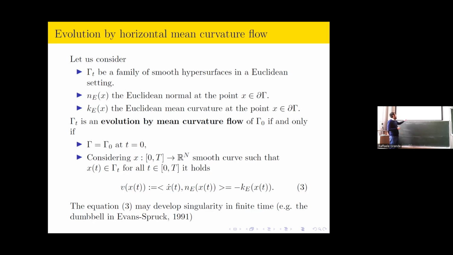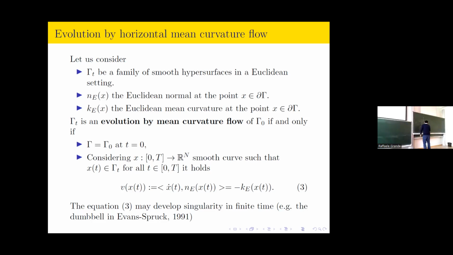The following evolution means that the normal velocity is equal to minus the mean curvature, representing in some sense that you can take a hypersurface, and that hypersurface shrinks in the direction of the Euclidean normal with a velocity proportional to its mean curvature. As an example, if you take a plane, the plane does not evolve because the mean curvature is equal to 0. But if you take a sphere, the sphere shrinks to a point.